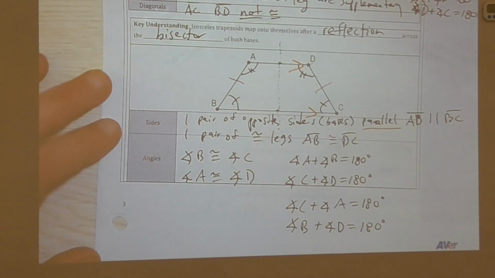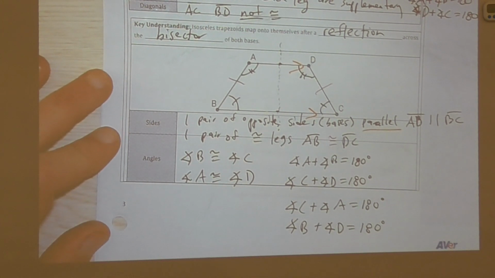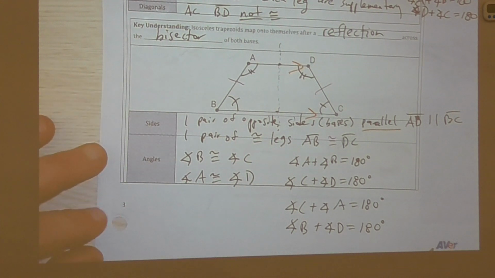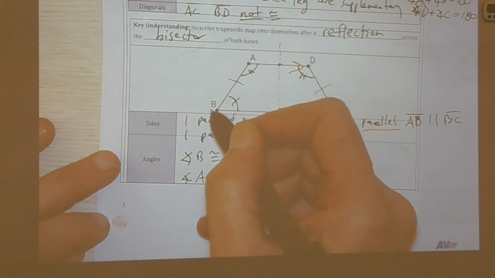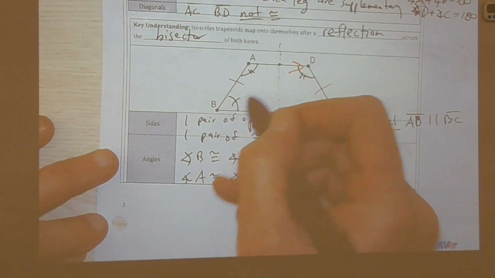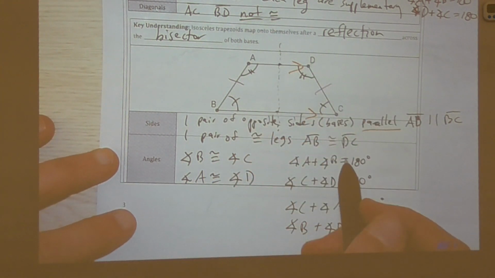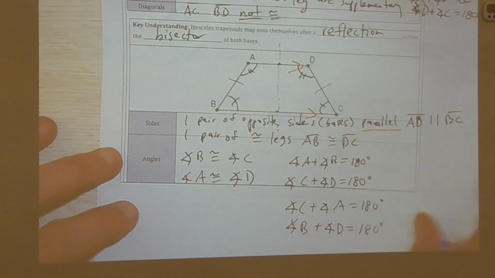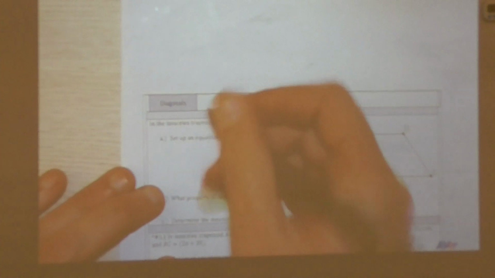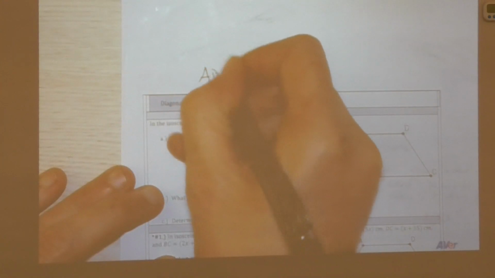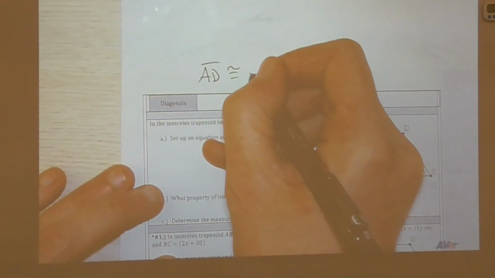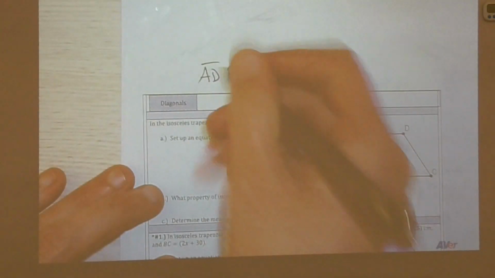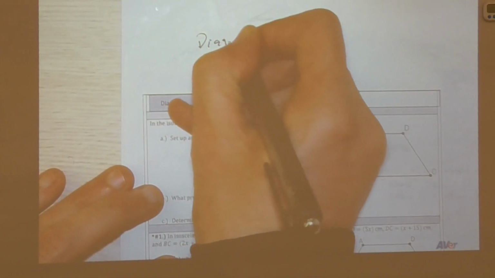All right. One more thing that we need to talk about is the diagonals. So before I turn the page, I just want you to see that the diagonal BD is congruent to the diagonal AC. So the diagonals of an isosceles trapezoid are congruent.